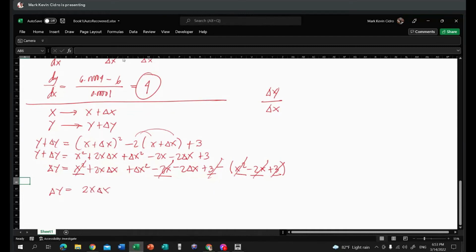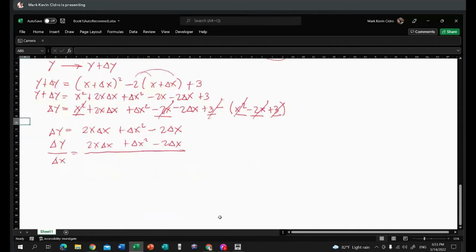This is equal to 2x delta x plus delta x squared minus 2 delta x. Right? Okay. Delta y is equal to 2x delta x plus delta x squared minus 2 delta x. Okay. Now, as I have said, you have to come up with this quantity. So you have to divide both sides of the equation by delta x. What we did here is we just divided both sides of the equation by delta x.